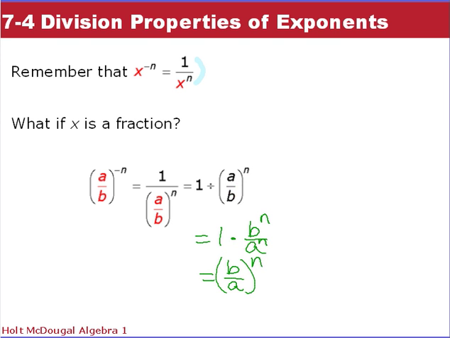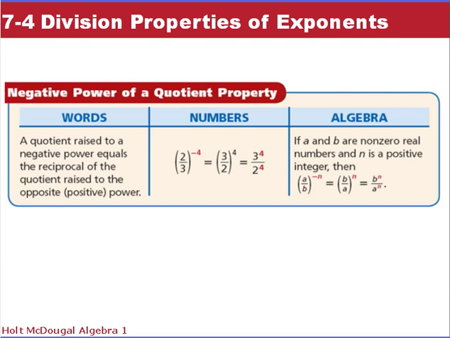So that's a negative power of a quotient property, when you have a negative exponent. The quotient raised to a negative power equals the reciprocal of the quotient raised to the opposite, or the positive power, because it's going to change location. So it's 2/3 to the negative 4, same as saying 3/2 to the positive 4. And you go from there.